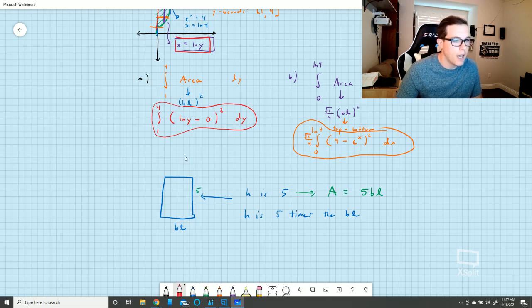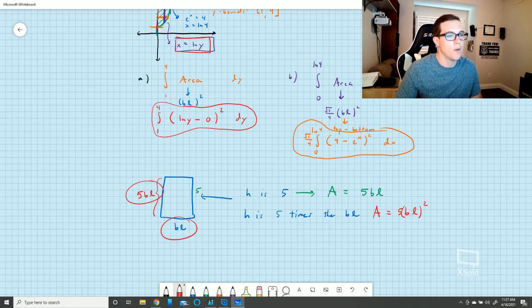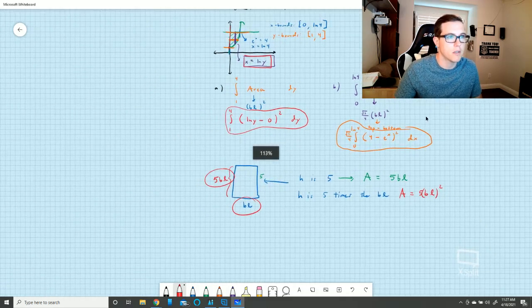But if they say the height is 5 times the base length, that's the case where this would be 5 times the base length, this distance. So the area in this case would be 5 base length squared, because it's 5 base length times base length. Okay, we will practice these rectangles. I don't think I gave you any on the homework, but once you see it a few times from me, it's essentially all you're ever going to see is these types.